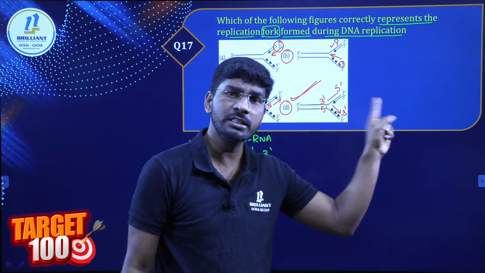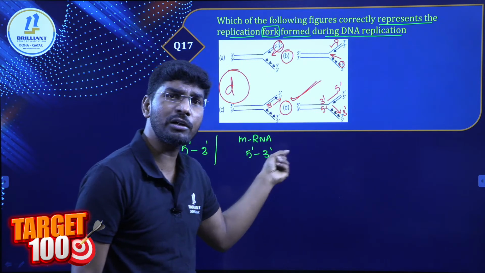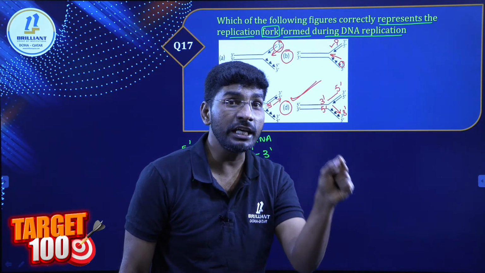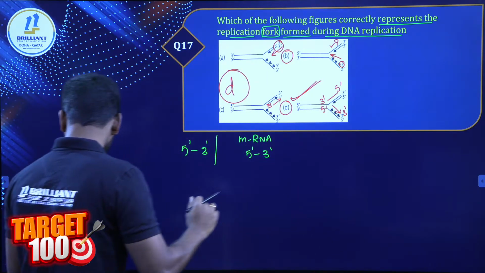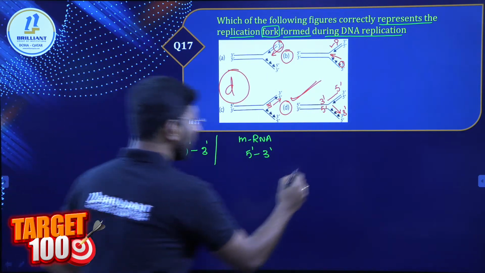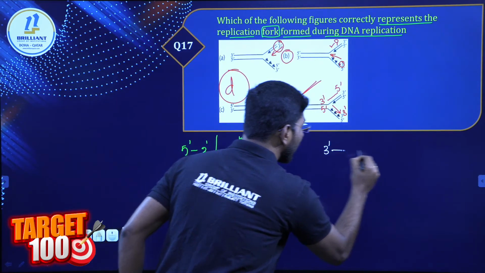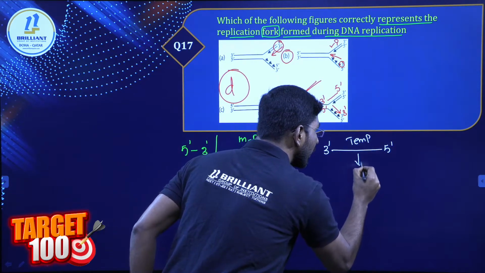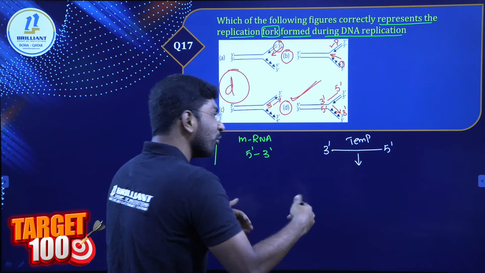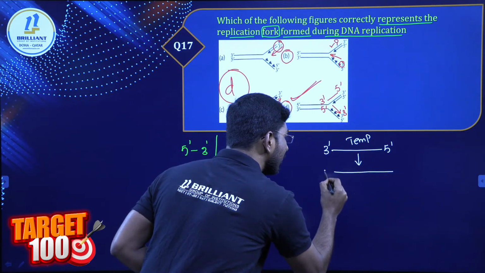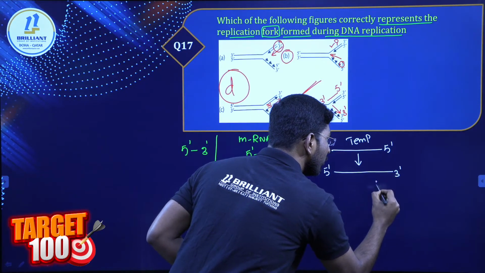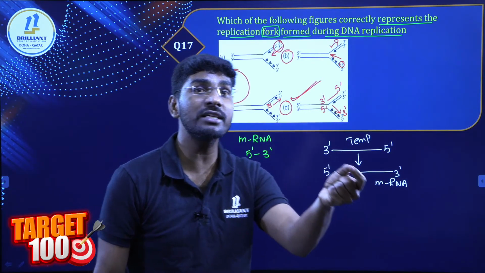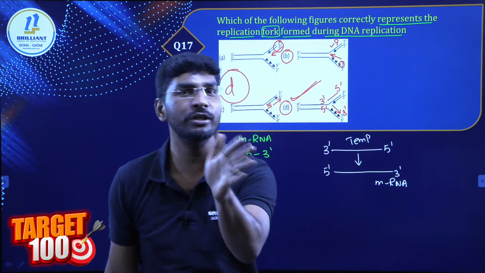Sir, it is DNA 5 prime to 3 prime, so why did you write the RNA also 5 prime to 3 prime? Because which one is undergoing transcription? Tell me. 3 prime to 5 prime of DNA, this is called a template. So the template is undergoing transcription, right? If the template is undergoing transcription, obviously mRNA will be 5 prime to 3 prime. So do not get confused. Newly synthesizing mRNA is also 5 to 3 prime.